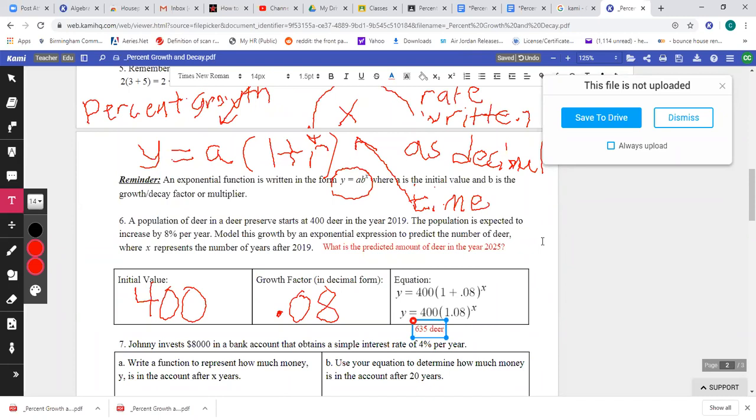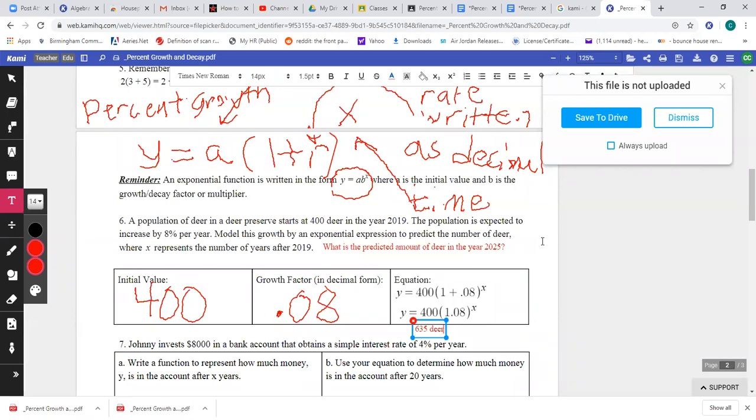Are you using your phone? Yeah. Okay. So type exactly this, 400 times 1.08, and then there's a button there that looks like X, and then the exponent is the Y. And you're going to press that, press 6, and then press equals. Okay, got it? Okay, cool. So that's how you do these problems.